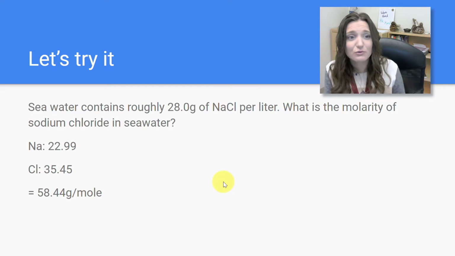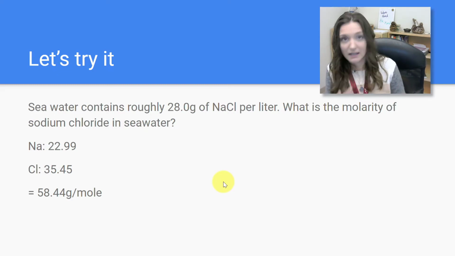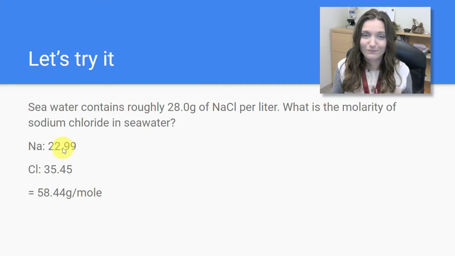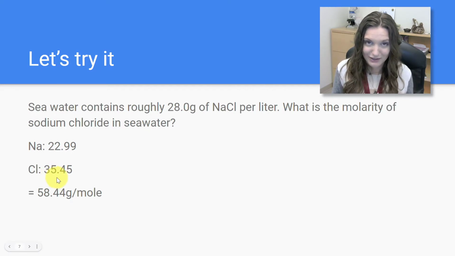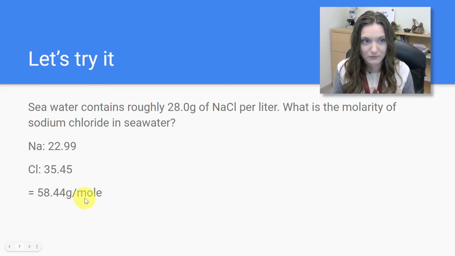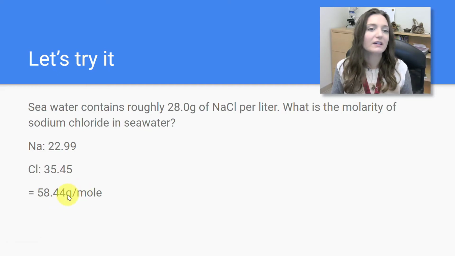What is the concentration of sodium chloride, of salt, in seawater? So we know sodium has a molar mass of 22.99 grams. Chlorine has a molar mass of 35.45 grams if we're to look at chlorine on the periodic table. So those together, 1 mole of sodium chloride would equal 58.44 grams per mole. So if we had 1 mole per liter, we would have 58.44 grams of sodium chloride per liter.